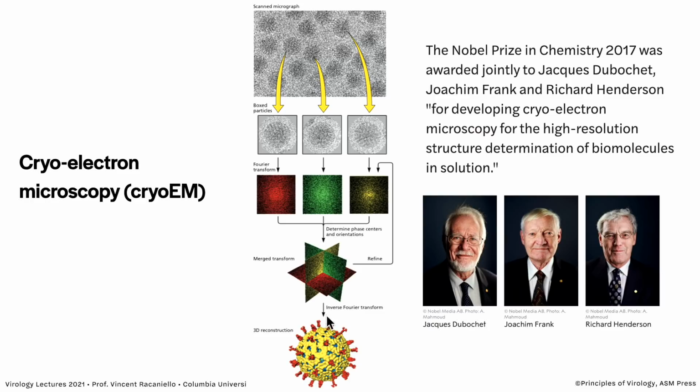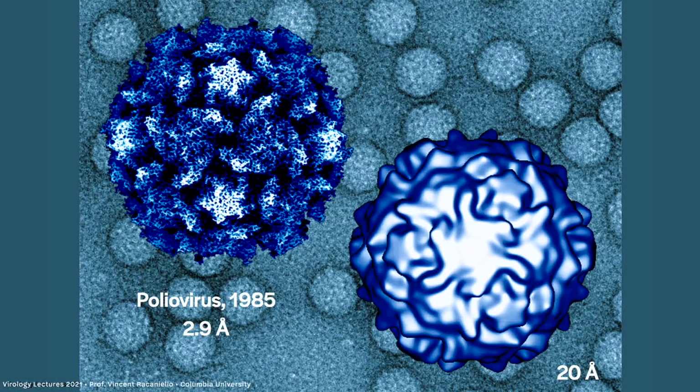So this bit in the middle here is basically saying take all those pictures and assemble them into a 3-dimensional image. And you can make images of particles, and now you can do images of big proteins as well. It doesn't work as well for small proteins, but it works well for big proteins and virus particles.